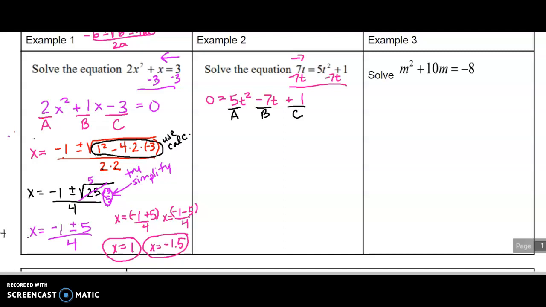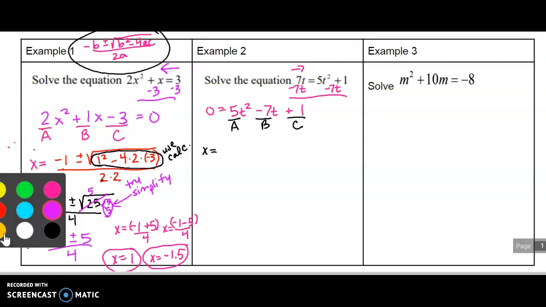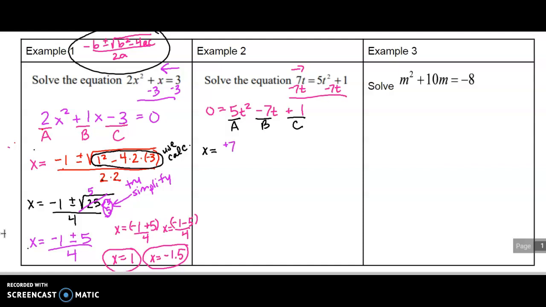So in our formula, we're going to use this one. We get x equals, so it's the opposite of b. So the opposite of -7 is +7, plus or minus the root. We get -7 squared. You will need to put that in parentheses in a calculator because it's a negative number. Minus 4 times a times c, all over 2 times a. Okay, so that's our first step.